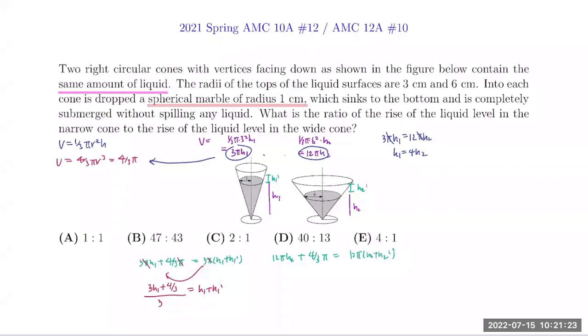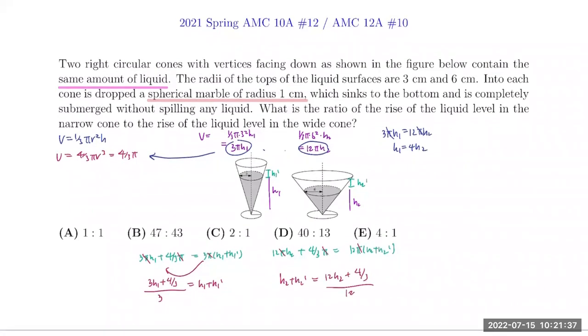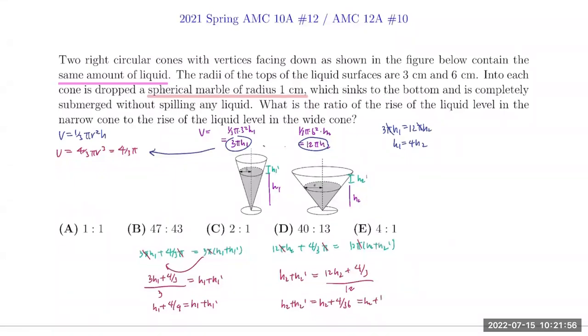And then the second equation, canceling out the pi, gives us h sub 2 plus h sub 2 prime equals h sub 2 plus 4/3 over 12. And then we notice this can be rewritten as h sub 1 plus 4/9 equals h sub 1 plus h sub 1 prime, and h sub 2 plus h sub 2 prime equals h sub 2 plus 4 over 36, which is just 1/9.